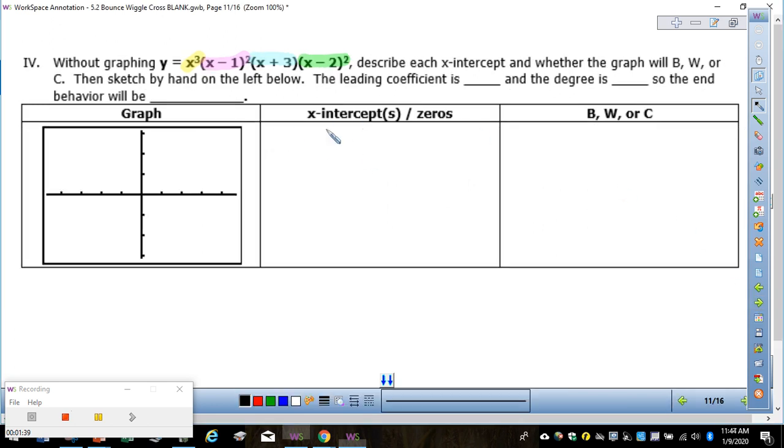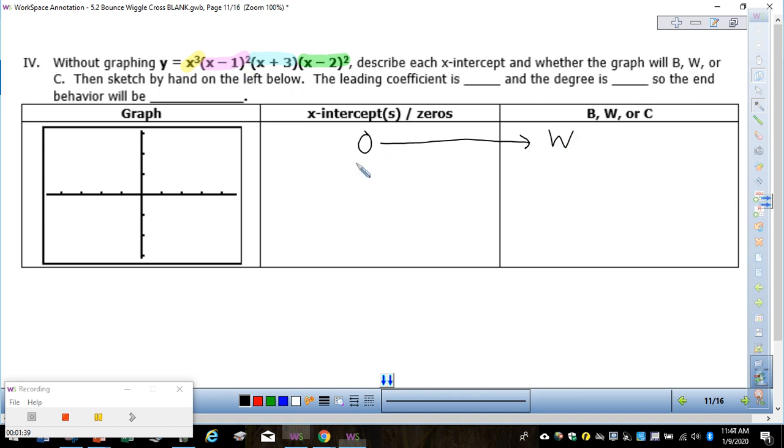Okay, so let's take a look at the next one. We have 4 different factors again, so we're going to have 4 x-intercepts, but what's happening in the graph here is going to look a little different. So starting with x cubed, that's an x-intercept of 0. Its exponent of 3 means it's going to wiggle.